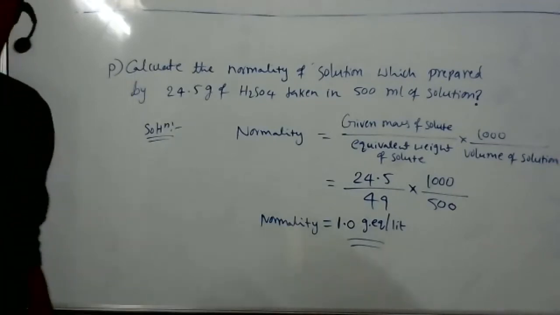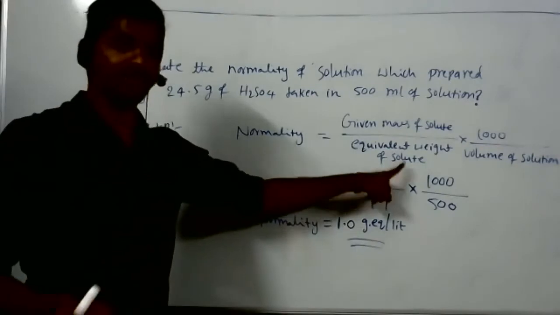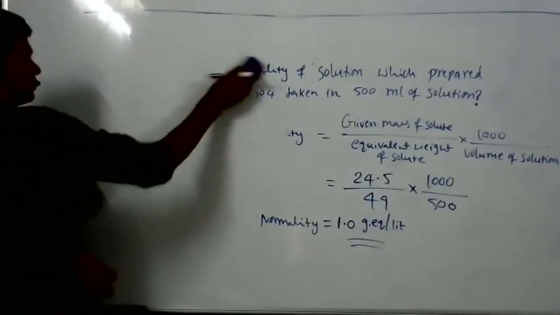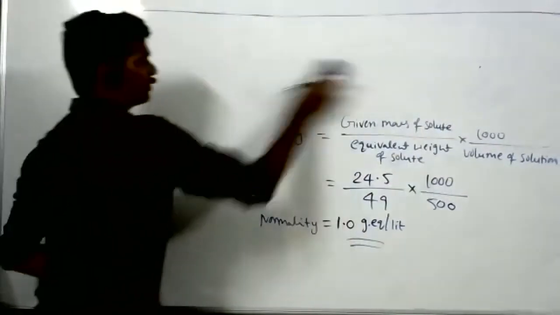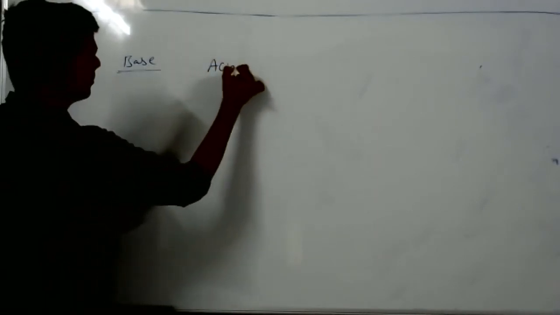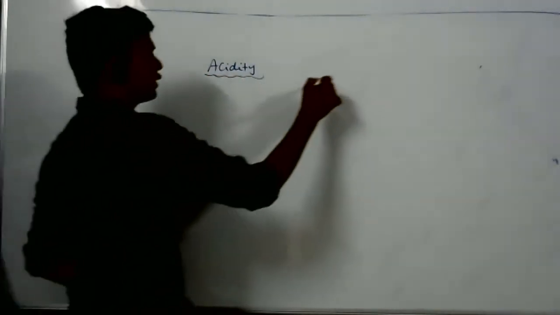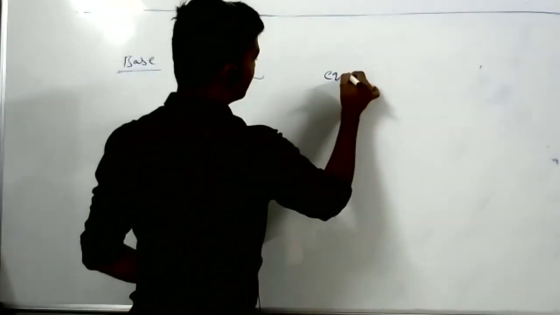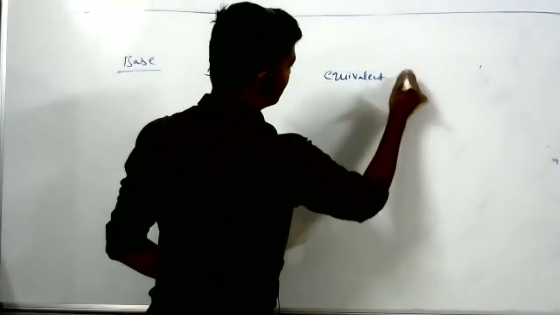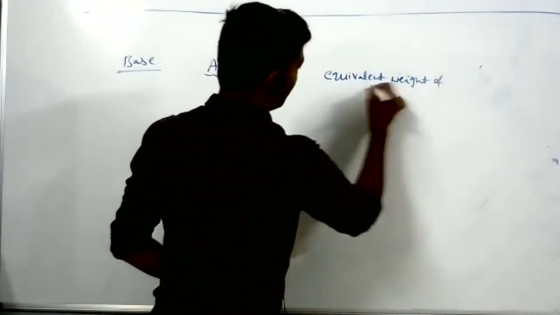Okay, next. So now you know how to calculate equivalent weight of acids. Now see how to calculate it for bases. Here is the formula for a base. Acids have basicity, bases have acidity. And here, the equivalent weight of a base.